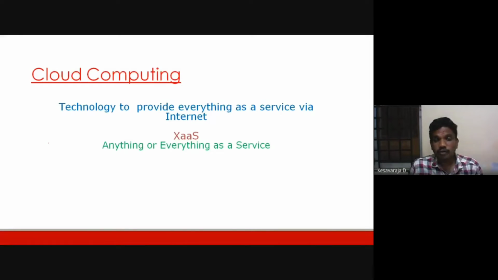Cloud computing is a technology to provide anything or everything as a service. Augmented reality is one of the services provided via AWS, something called Sumerian. Amazon Sumerian is an excellent technology which provides an AWS service.